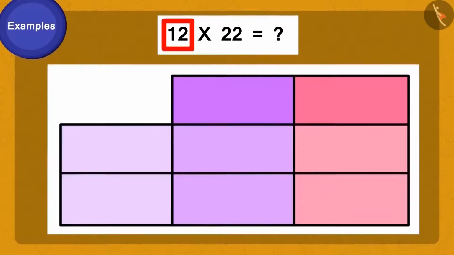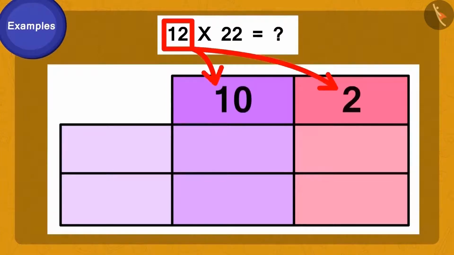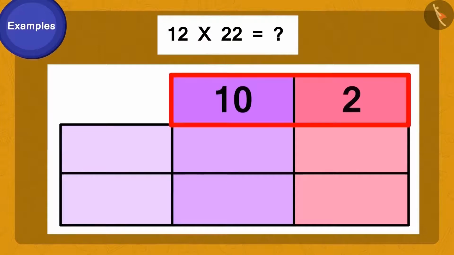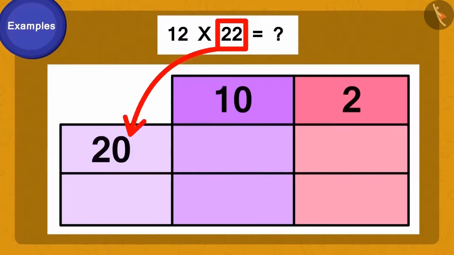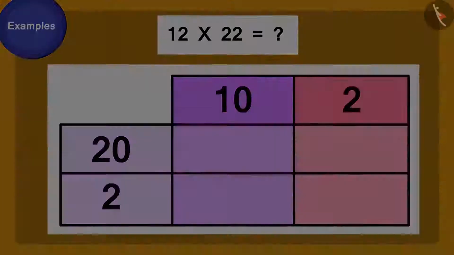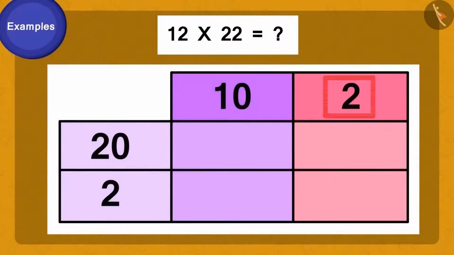How can we split 12? 10 and 2. We will write it this way. And how can we now split 22? 20 and 2. We will write it this way. Now we first multiply the 2 of 12 by 20 of 22. 20 times 2 is 40. We will write this answer here.